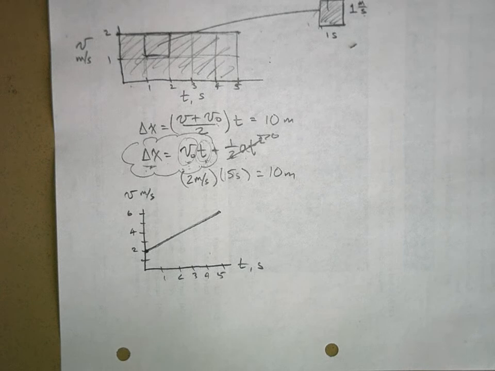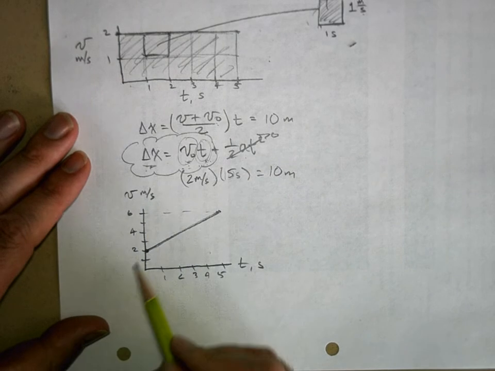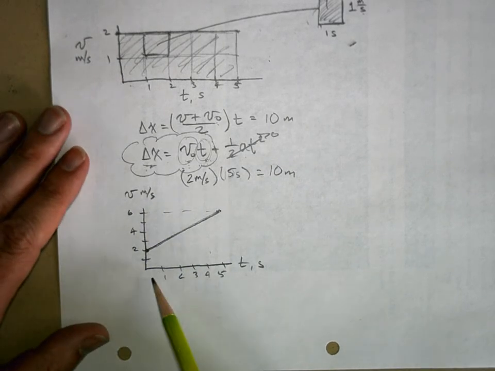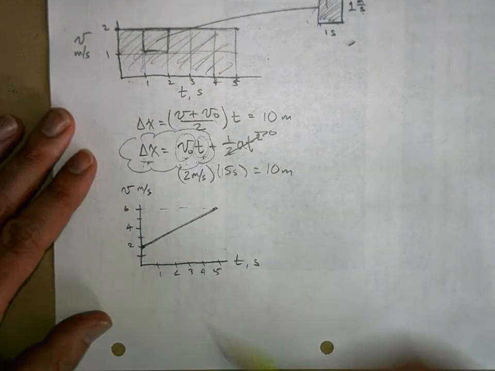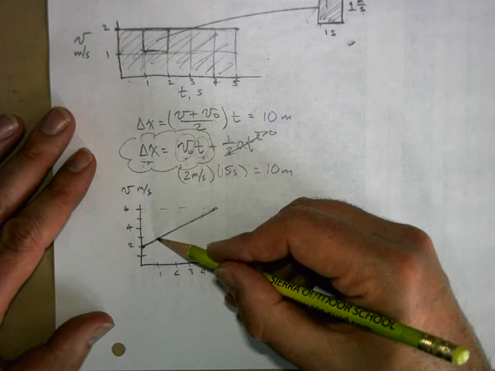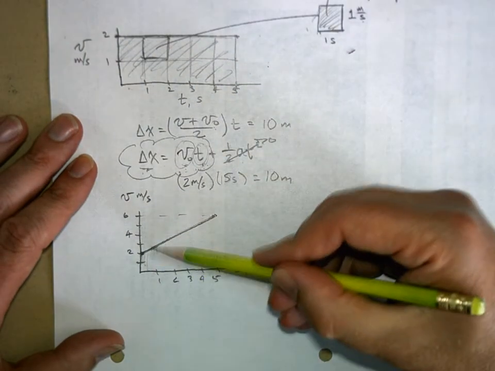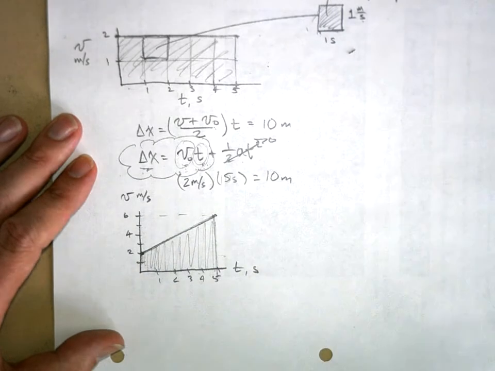And so now I can still find the total displacement of the object. So its final velocity is 6. Its initial velocity was 2. So how far did it go? What's the displacement? Well, the displacement is again, just like it is up here, just going to be the area underneath that graph. It's just that now the shape is a little different.